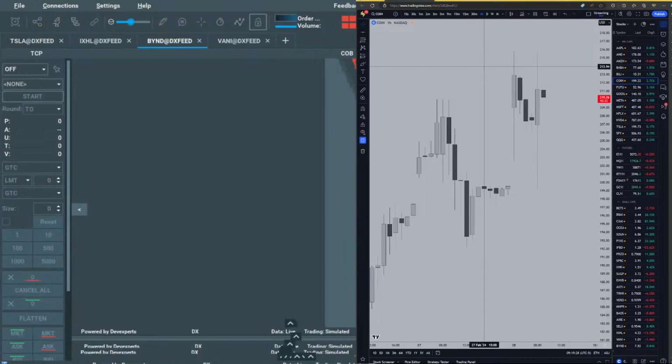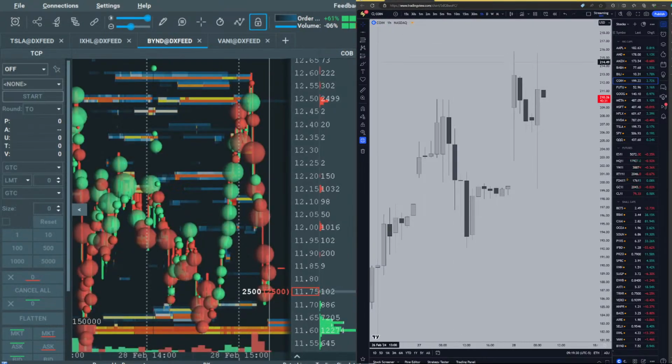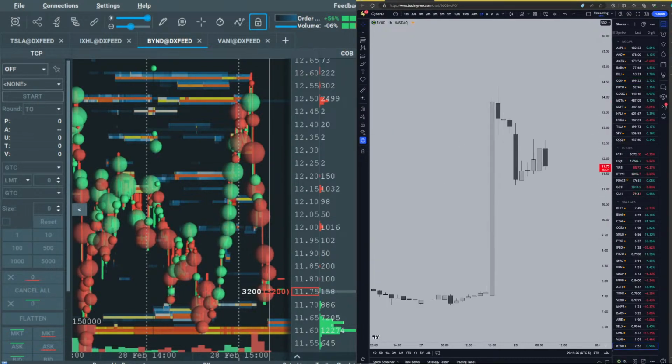Okay, let's now put Bind back. We have 10 minutes to go. This is a major play this morning. Any questions, traders, on Bind over here? IXSL still unwinding.